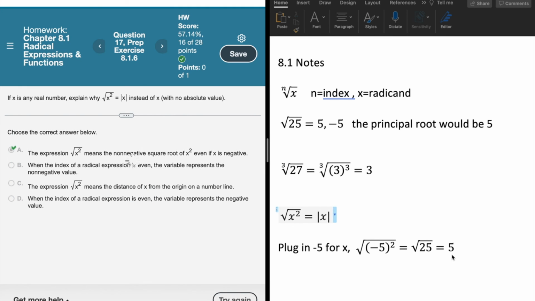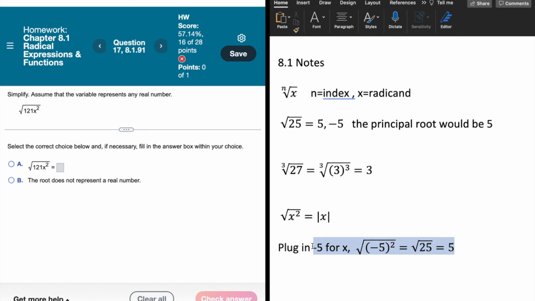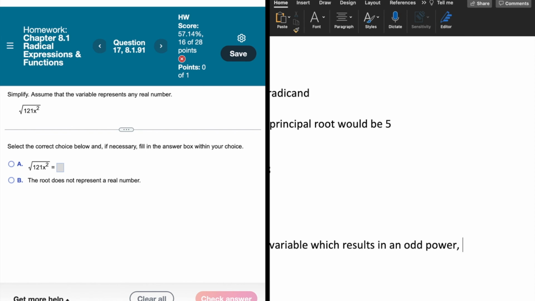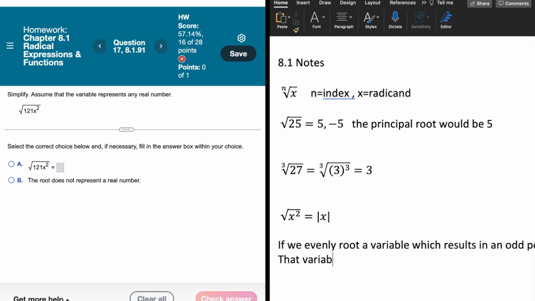Yes. Now, how can we summarize this rule? I'm going to write it like this. If we evenly root a variable which results in an odd power, that variable must be wrapped in absolute value to be valid for all real numbers.